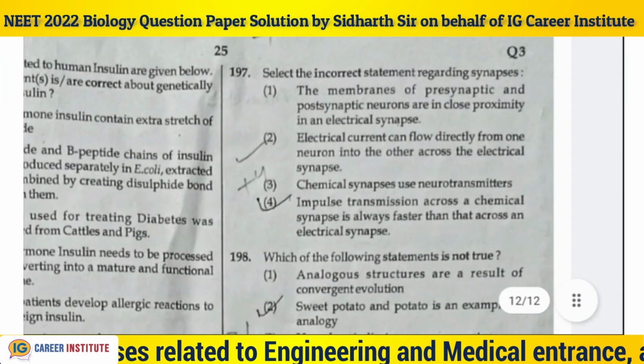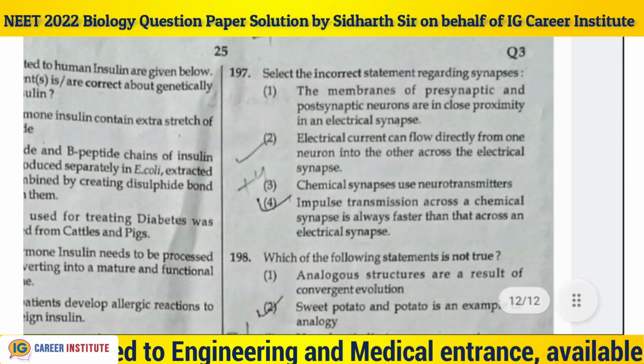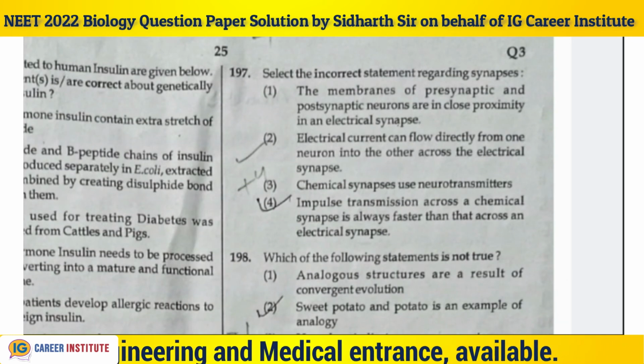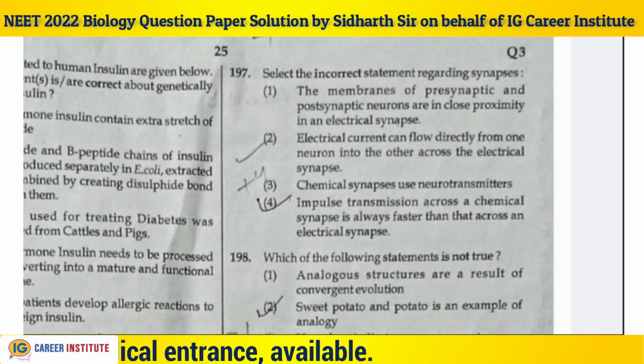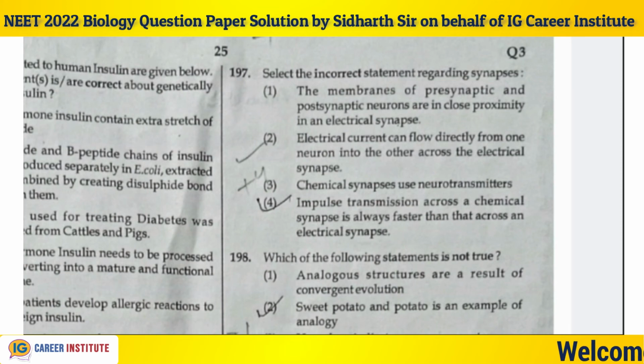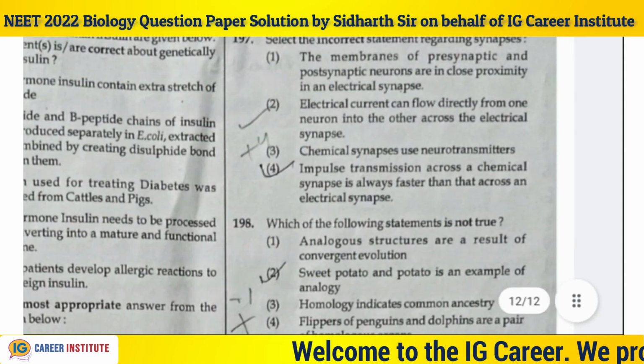Select the incorrect statement regarding synapse. The membranes of presynaptic and postsynaptic neurons are in close proximity in an electrical synapse. That's right. Electrical current can flow directly from one neuron to the other across this electrical synapse, right? Chemical synapse uses a neurotransmitter, right? Impulse transmission across a chemical synapse is always faster than across an electrical synapse. No, that's the opposite. Option 4 is the right answer.